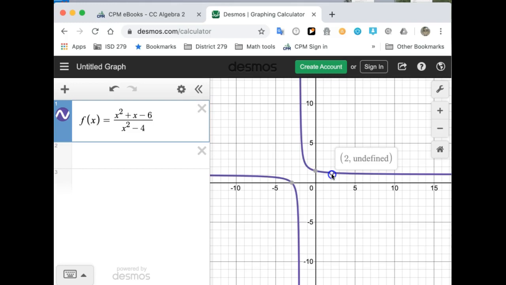Desmos will actually show the hole if you put your finger or your cursor right on top of it. But we are undefined at x equals 2 because both the numerator and denominator are 0. So we don't have an asymptote because it's not like a number divided by 0. We get a hole when we have 0 divided by 0.